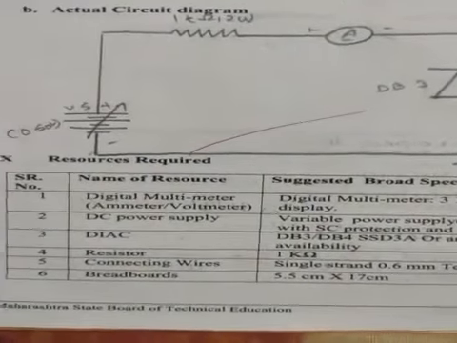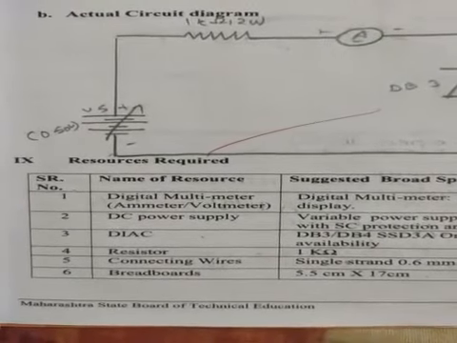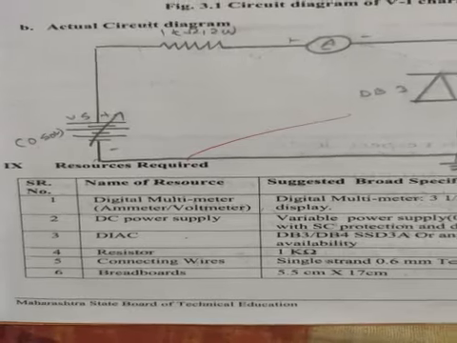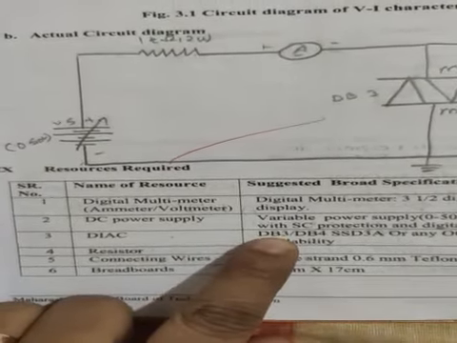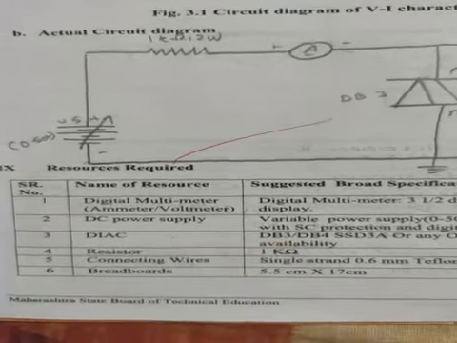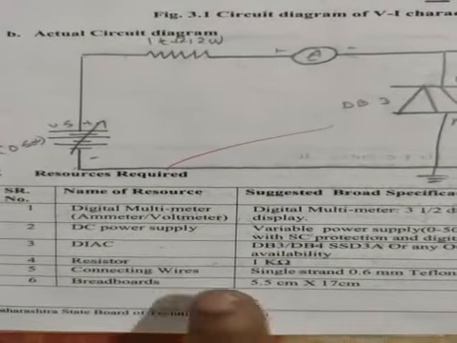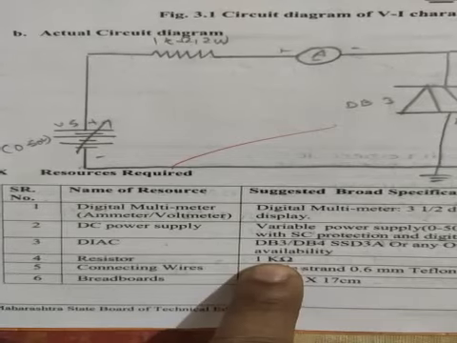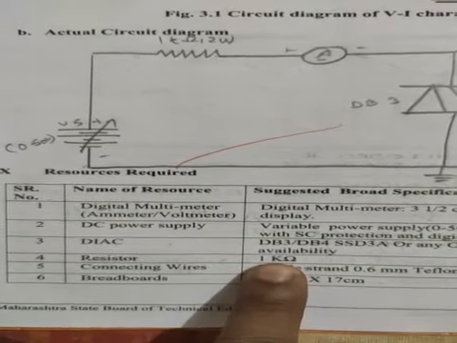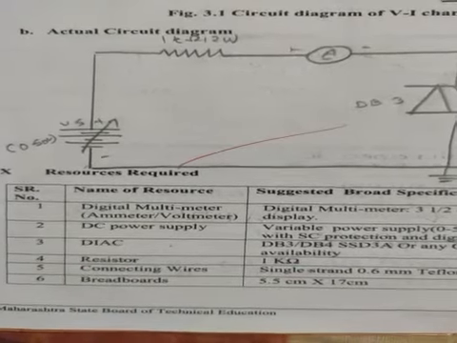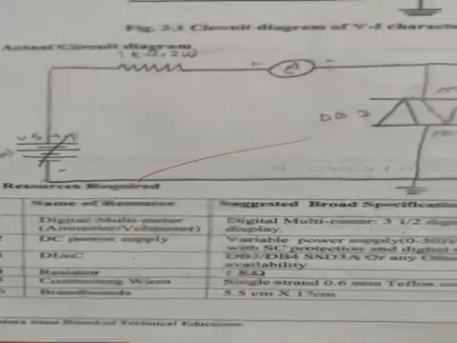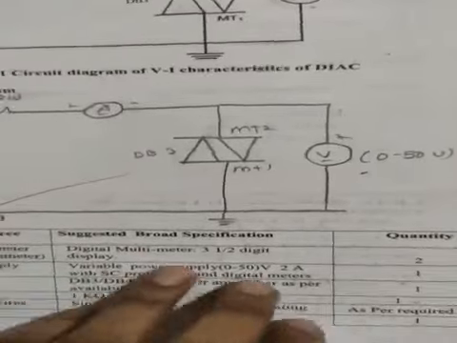Then these are the resources used: digital multimeter, DC power supply, Diac. We are using DB3 type of Diac. Then resistor, we are using 10 watt of the resistor. Then connecting wires and breadboards.